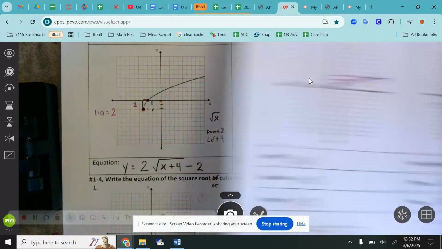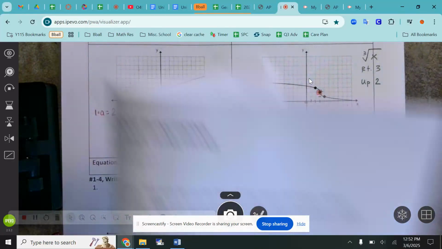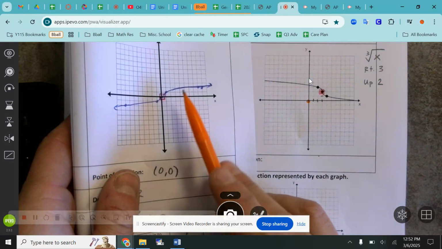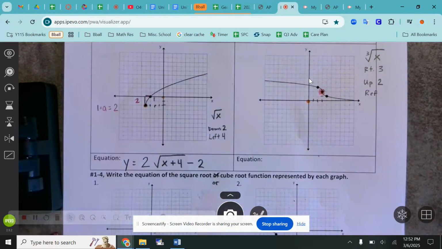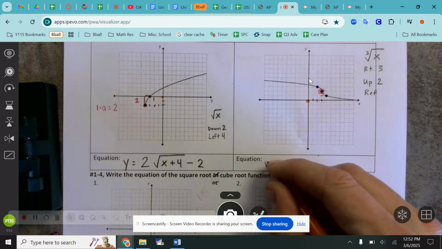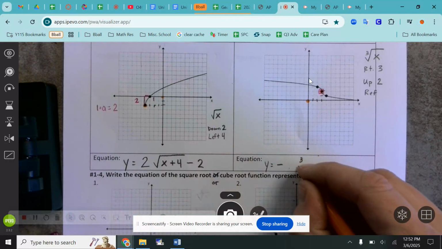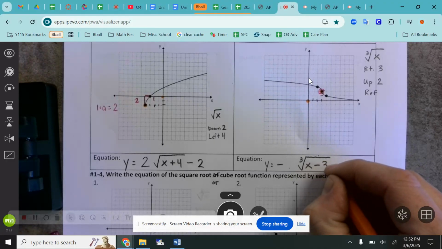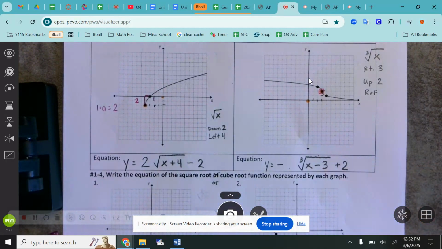Okay, let's think about a reflection. Does my graph look like this? No. My graph has flipped. I'm now going down instead of going up. Well, that's what a reflection is. So this guy does have a reflection. Okay. So let's write what we got so far. Y equals negative, leave some space, cube root. If I'm going right 3, I need a minus 3. If I'm going up 2, I need a plus 2.